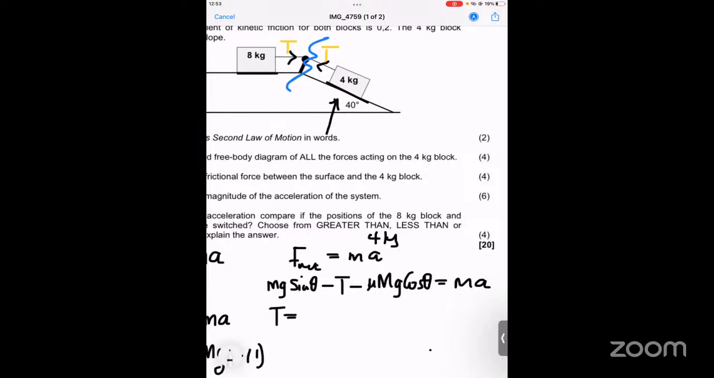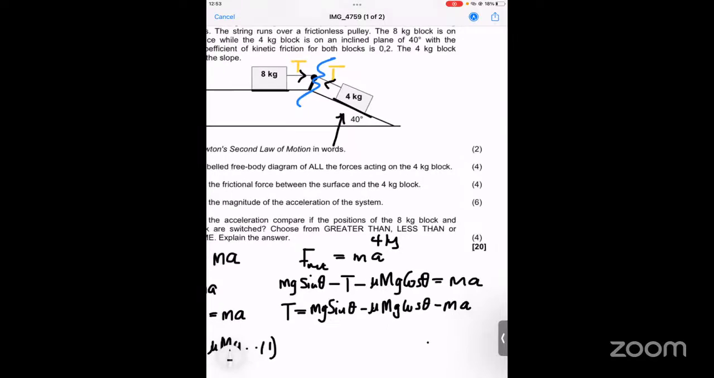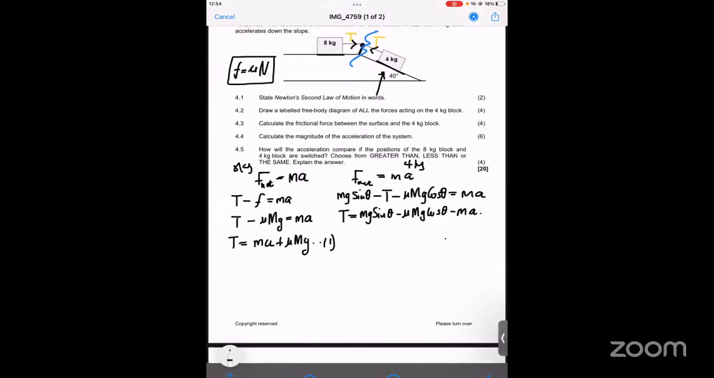Say, T will therefore be equal to mg sine of an angle minus mu mg cos of an angle minus ma. And then this is your equation number 2. Does it make sense? Yes, sir. It makes sense.